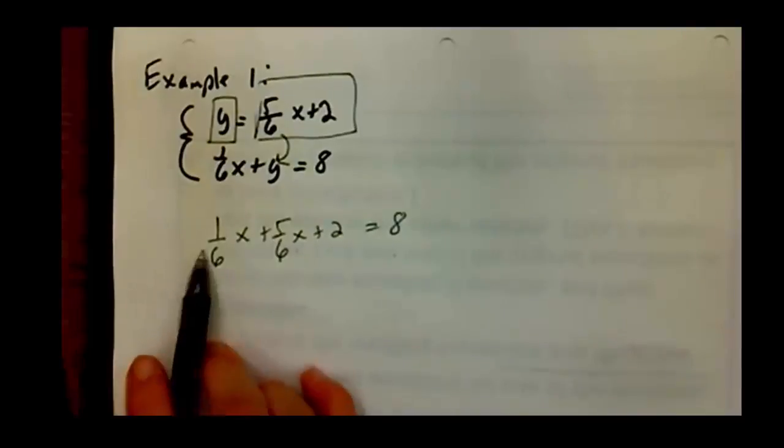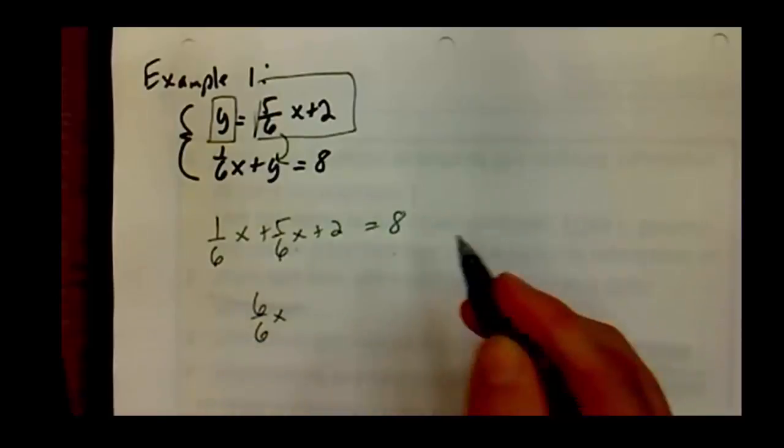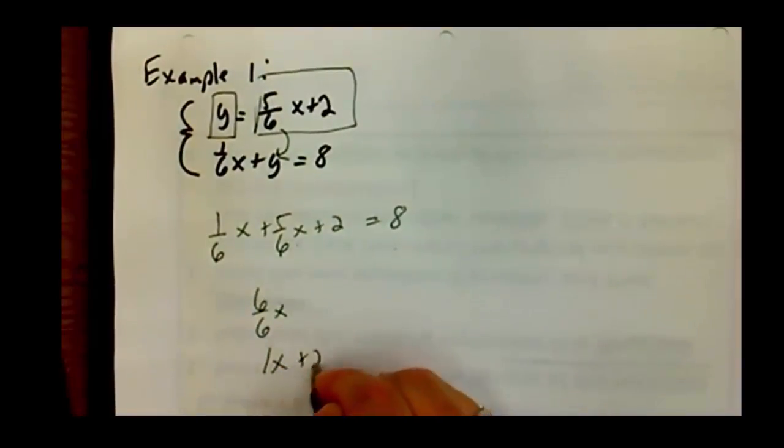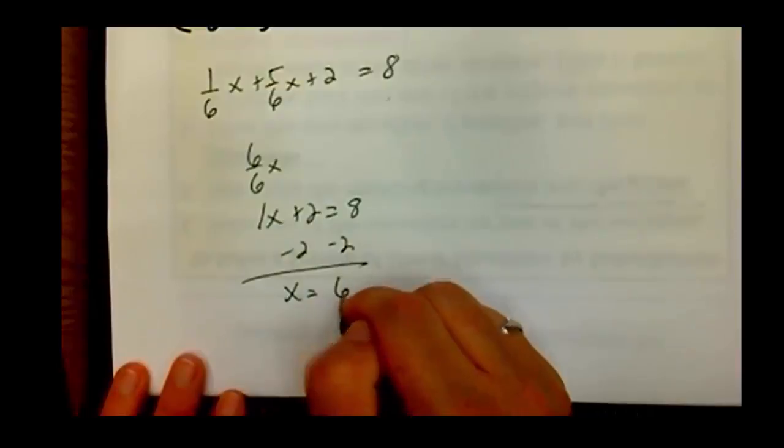Since our x's are in sixths, what do you want to do with those? Just add them together, right? 1/6 plus 5/6 is 6/6x, or 1x. Then subtract 2, and we find out x is equal to 6.